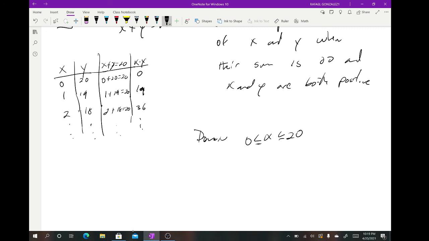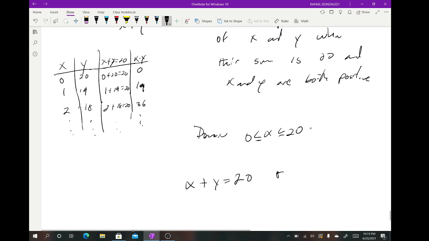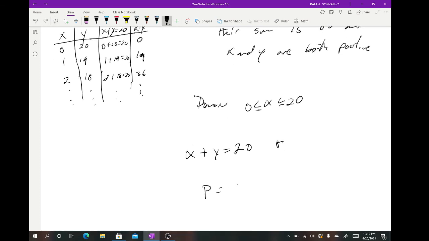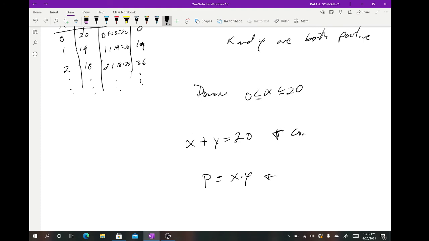Now I want to find the maximum or minimum value for this. We know, because I gave it to us, that x plus y is equal to 20. And we're looking for the product of x times y. So this is what we're given, and what we're looking for is the maximum product of x times y. What we were given to start, we call a constraint. And this is what we're looking to maximize.